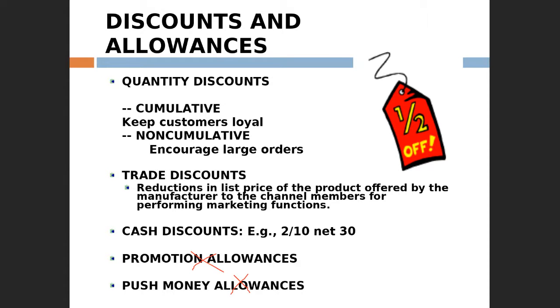Often companies, or manufacturers, will give you quantity discounts. Some of these could be cumulative quantity discounts, which are given to keep customers loyal. Some of these could be non-cumulative quantity discounts, which basically are given to encourage large orders. So let me explain these things.